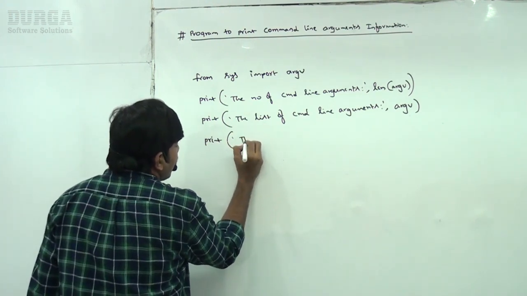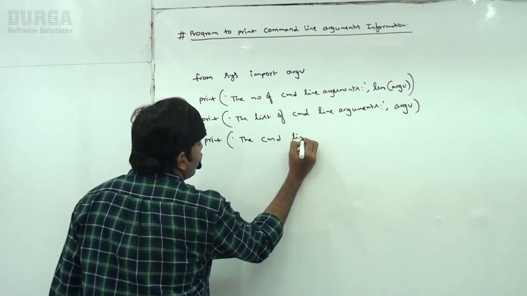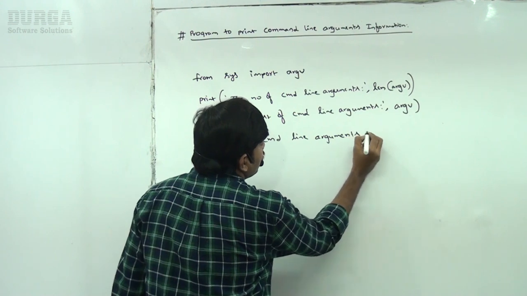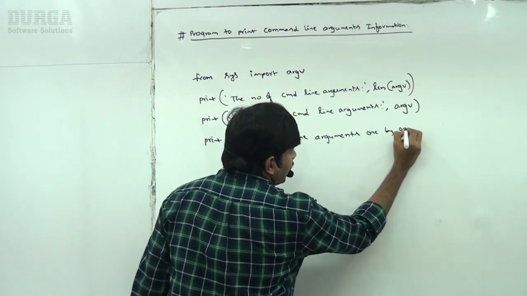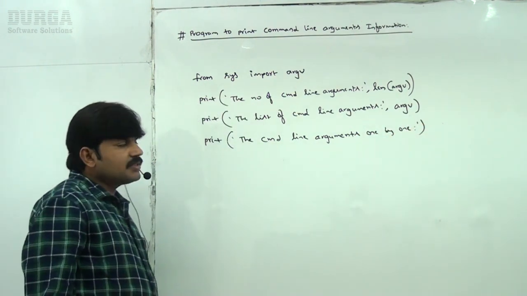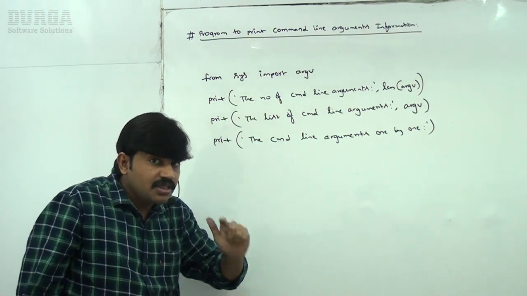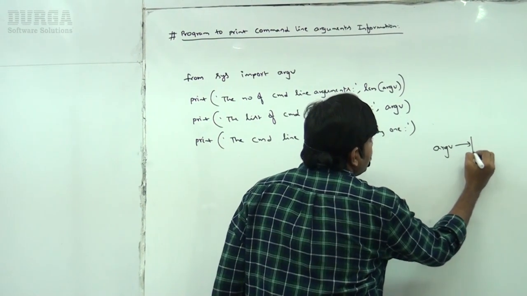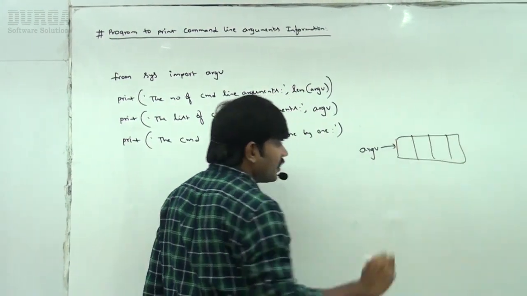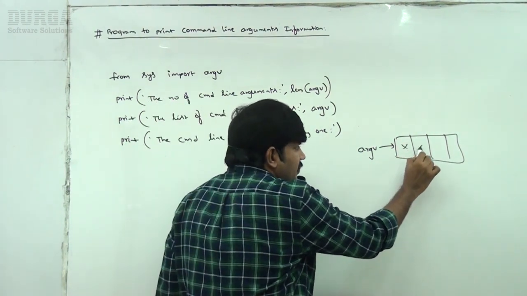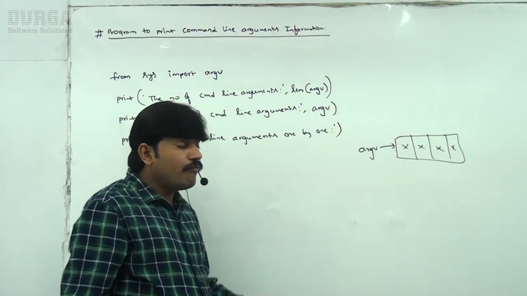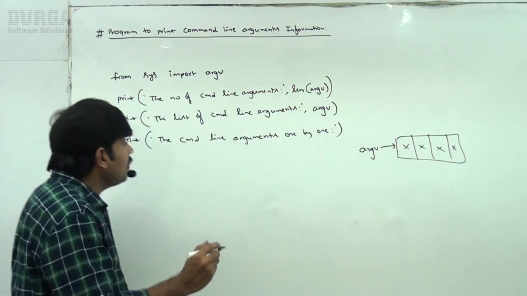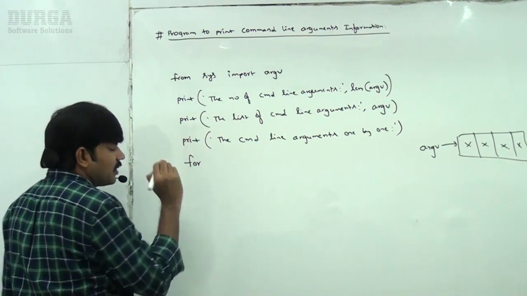Sir, what is the next one? The command line arguments one by one, I want to print. Very simple. argv is a list, isn't it? Yes, it is a list, sir. Internally several elements are available: the first element, second element, third element, fourth element, every element present inside this argv. Can you please print that? So a simple for loop I am taking, sir.